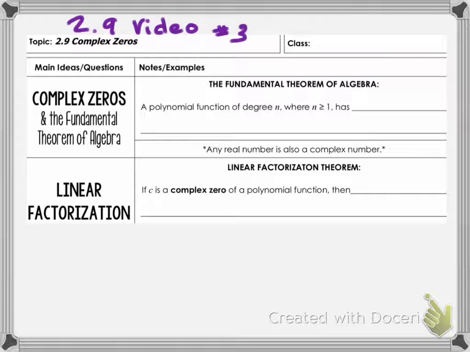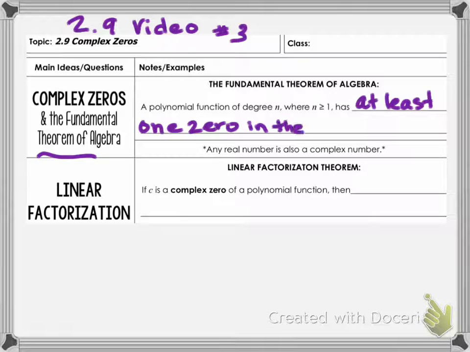Here's video number 3 for 2.9, and there's just a little bit more to go through. Talking about complex zeros, there's this thing called the fundamental theorem of algebra, so you probably should know it. A polynomial function of degree n, where n is greater than or equal to 1, has at least one zero in the complex number system. Okay, that doesn't really say much.